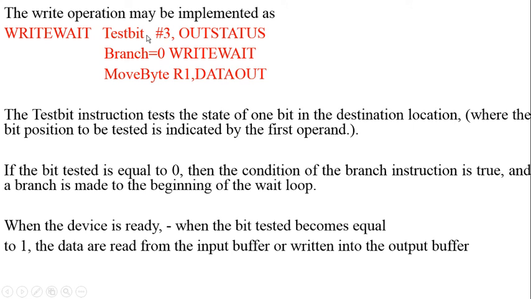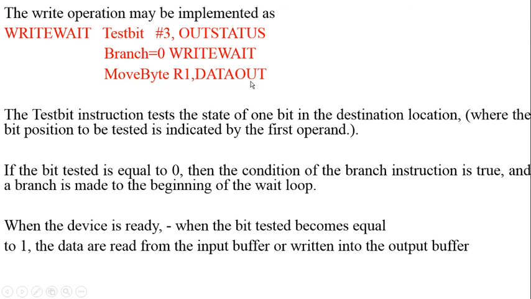Similarly, here we have Test bit 3, OUTSTATUS. What is the meaning? Check the third bit value of OUTSTATUS. This third bit of OUTSTATUS indicates the SOUT flag here. So check the value of that third bit, which indicates the current status of the SOUT flag. If it is 0, then the processor continues in a waiting state, and whenever the third bit value of OUTSTATUS becomes 1, then we can perform a data transfer from processor register R1 to the output register data out.